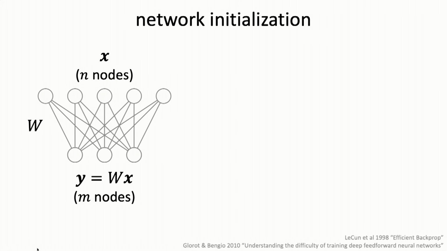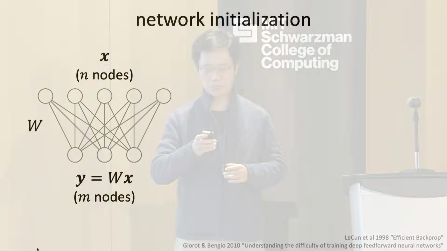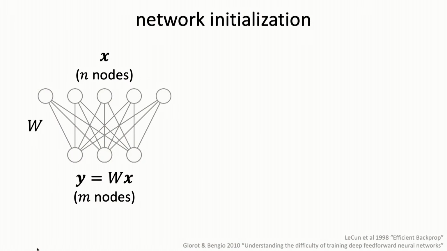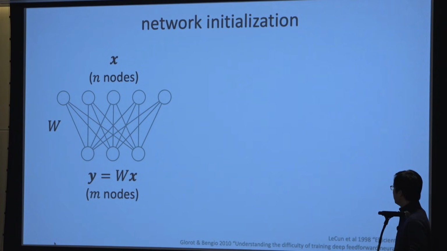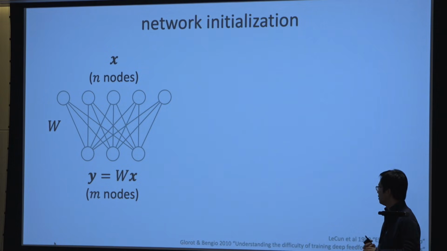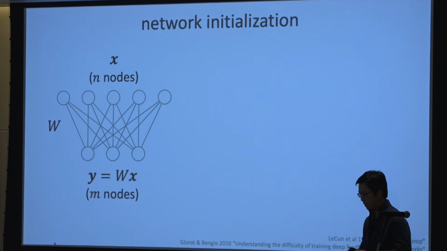Next, I'm going to delve a little bit deeper into the network initialization algorithms. Here I show a simple layer, which is linear in a neural network. In this case, the input X would have N neurons, and the output Y will have M nodes, and the output is just a linear transform of the input, and the transformation will be represented by a weight matrix W. It's the simplest thing in a neural network architecture.